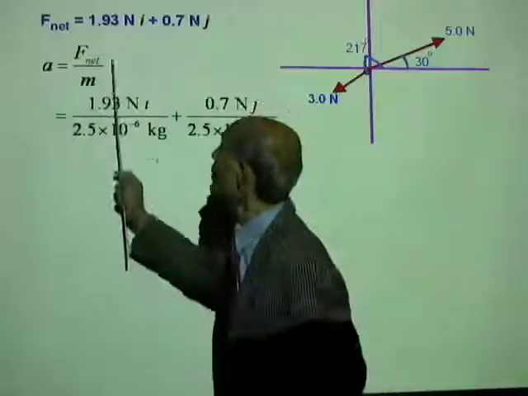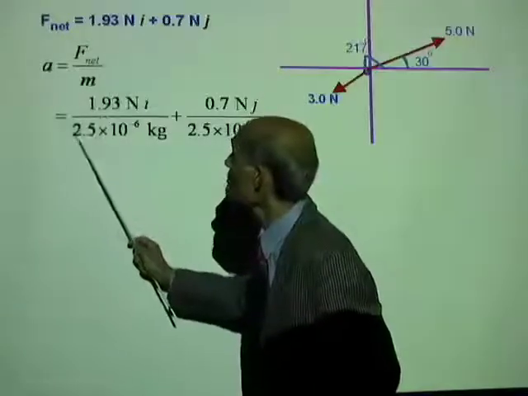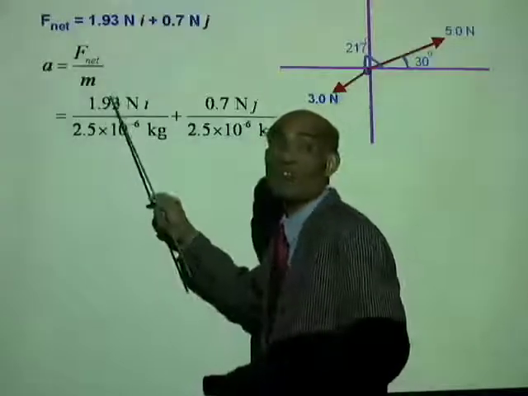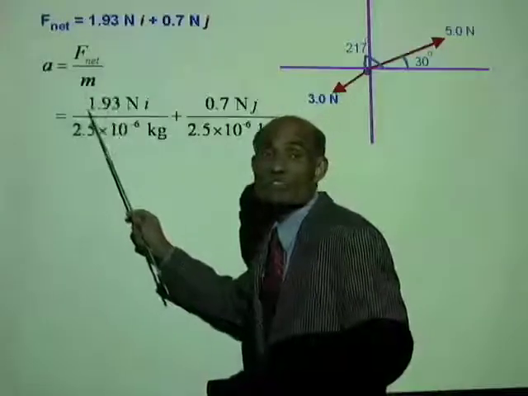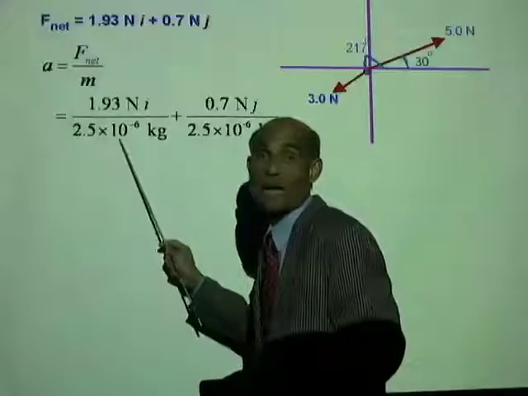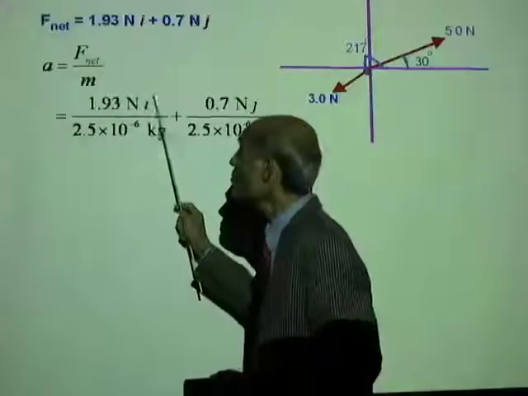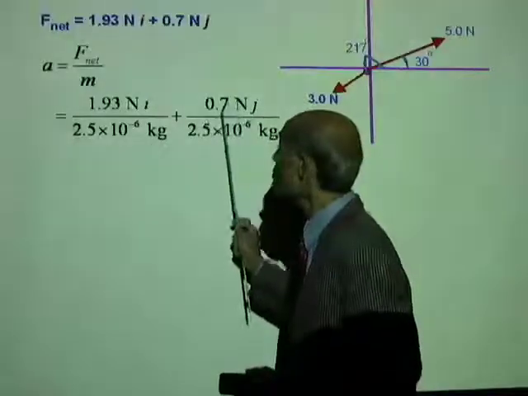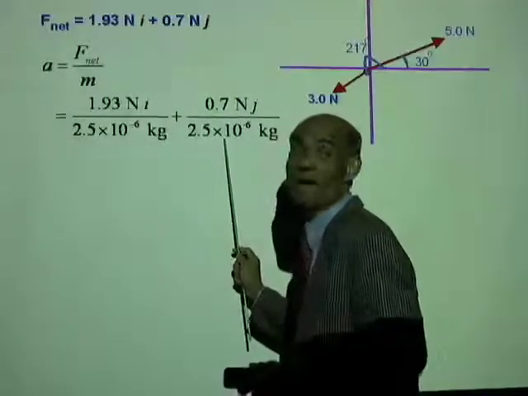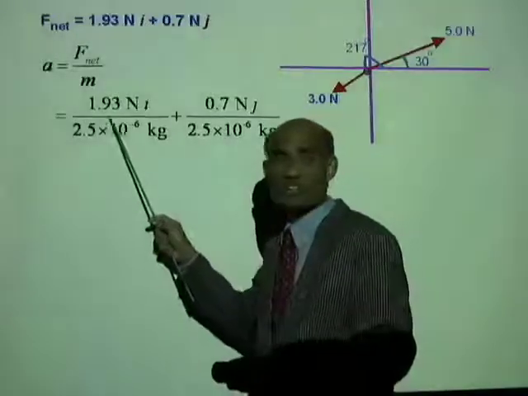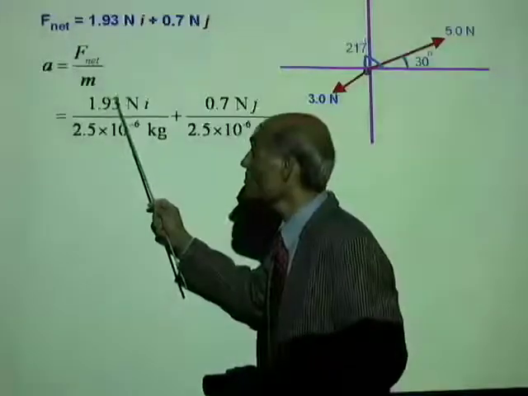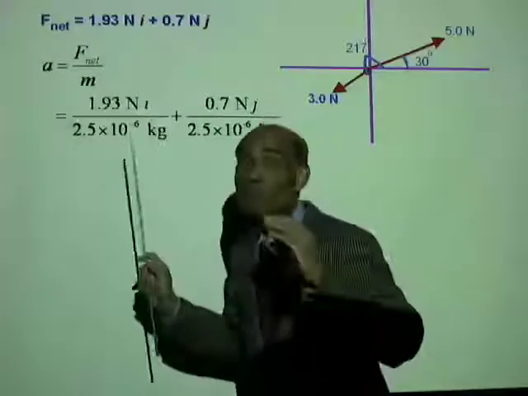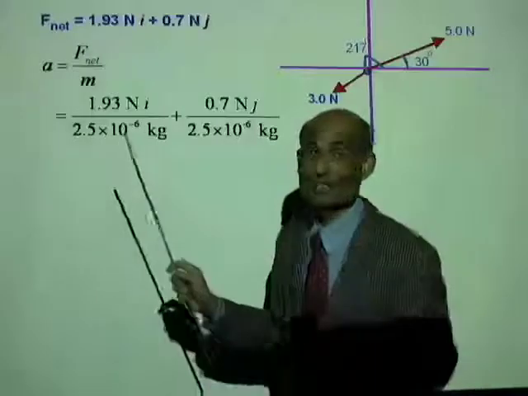So this will be 1.93 divided by 2.5 times 10 to the 6, F over m, the x force divided by the mass, and that will be the x component of the acceleration. The y force divided by the mass. Did I say this is the acceleration? No, this is the mass. The x component divided by the mass gives you the x component of the acceleration.